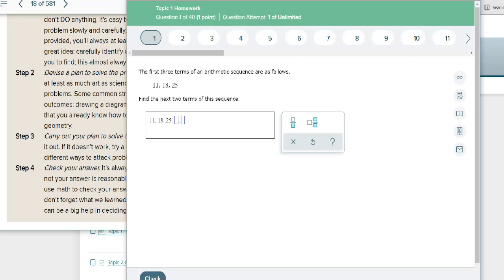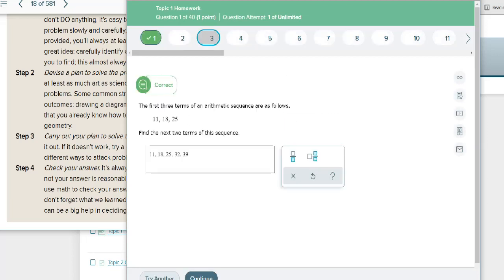We did talk a little bit about this on Wednesday, the first three terms of an arithmetic sequence. An arithmetic sequence is when you're adding the same amount or subtracting the same amount every time. Every time you get one of these problems, you're going to get a different set of numbers. For me, they gave me 11, 18, 25. So what I'm going to look at is what am I adding or subtracting to get from one number to the next. 11 plus 7 gets me 18, plus 7 is 25. So the next two numbers in the sequence are going to be plus 7 again, that's 32, and plus 7 again after that would be 39. And then I'll check my answer.